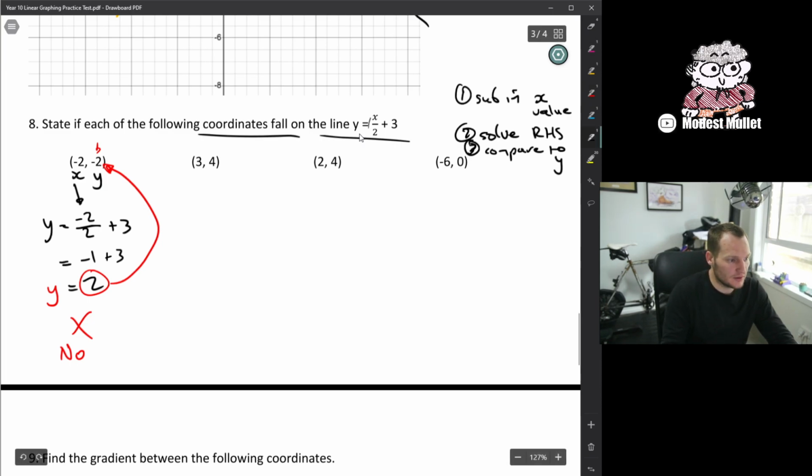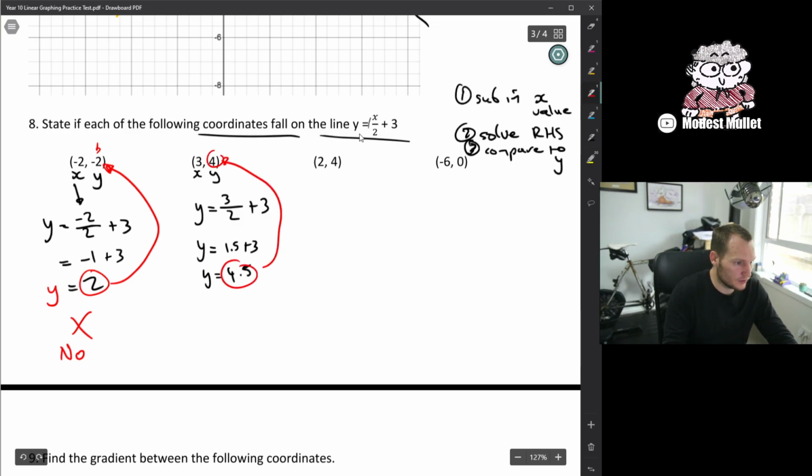Let's go again, so this time we've got 3 and 4, so that's my x, that's my y. I get y equals, now where the x is, I put in my 3, divided by 2 plus 3. Y equals 3 on 2 plus 3. 3 on 2 is 1.5, plus 3, so y is equal to 4.5. I check, compare to my original y, and they don't match, so no, that doesn't sit on the line.